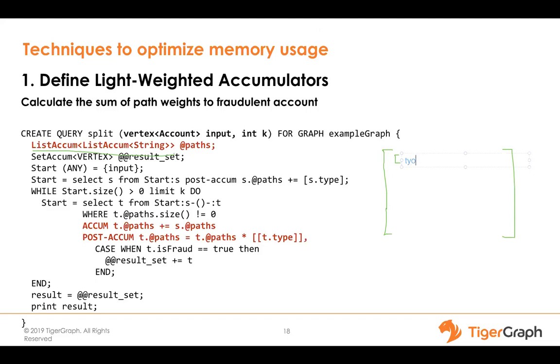Say type A, type B, type A, type C. That's the content of each list we are going to populate. In the same way, because it's a list of lists, we will have multiple lists in the big list. This is the data structure we defined, and this is a complex data structure that is a local accumulator. That means for every vertex we have traversed, we will have this structure defined there.